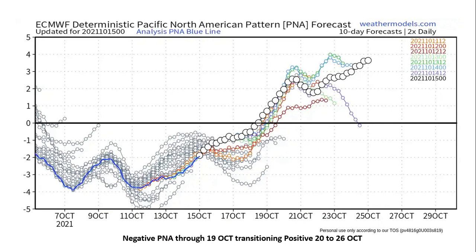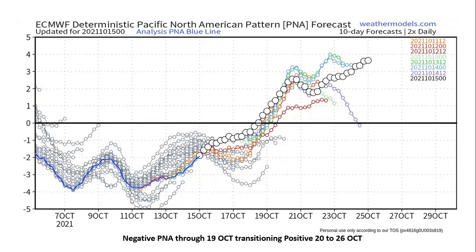Looking at the European deterministic PNA forecast, it's been fairly strongly negative, with values below -3 in magnitude recently, where we've had a fairly persistent trough for about 10 days or so here in October. We're noticing now that the trend in the forecast is transitioning more towards a positive phase from the 20th to the 26th of October, according to the European.